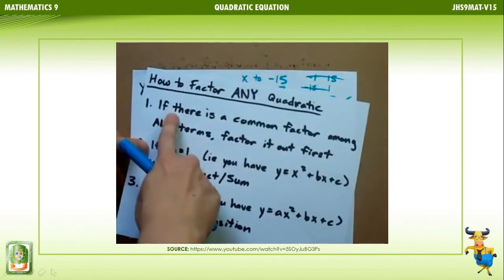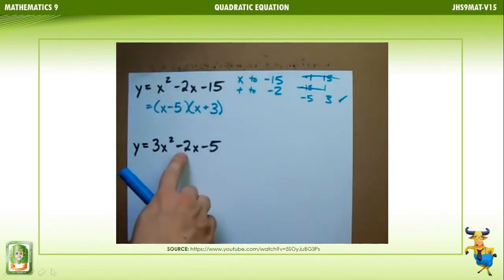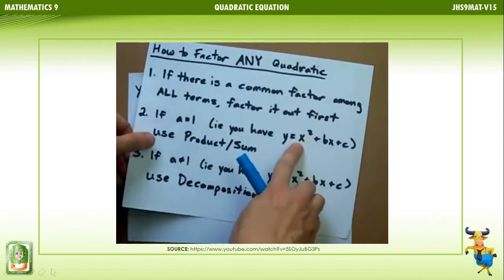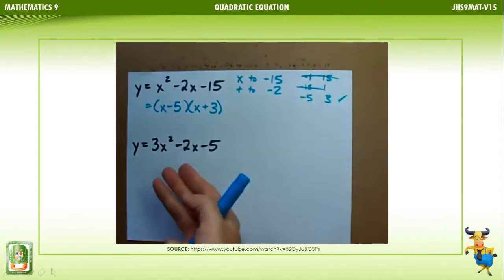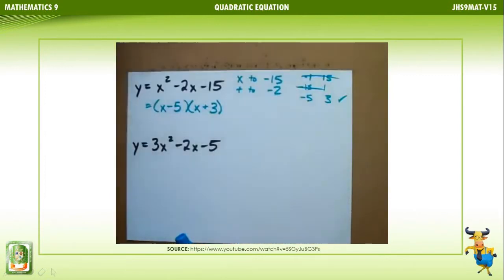Start at the beginning. Is there a common factor among all the terms? 3 and 2 and 5. Nothing common among those. Is it a bare x squared? It's not. So we're going to have to use this thing called decomposition. Here's how you do that.